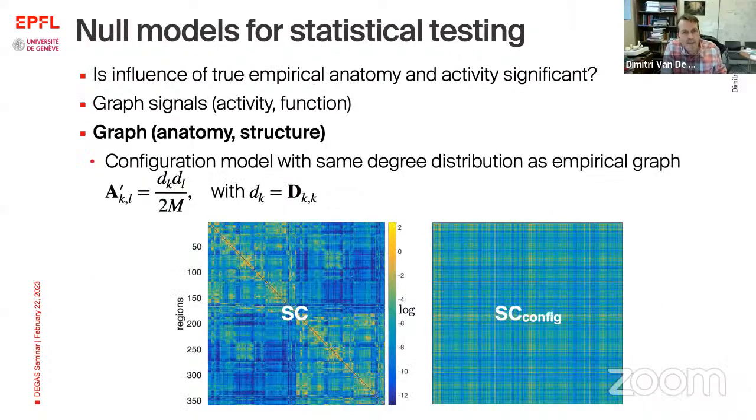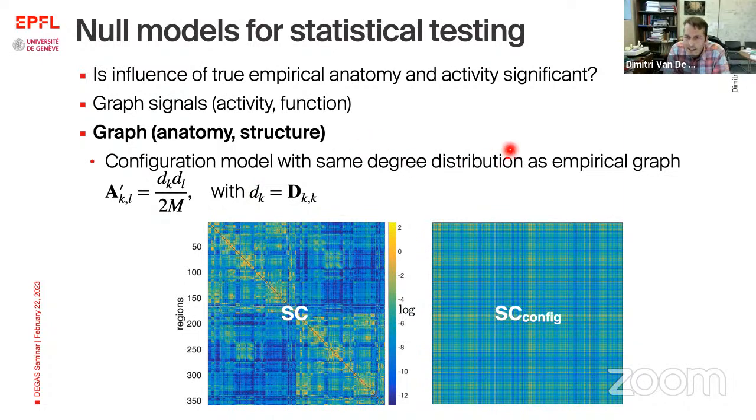There is something more we like to assess, which is the influence of the anatomy or the structure, if you want. And for that, we need to knock out the effect of the structural connectome. So what we're going to propose there is the so-called configuration model, which is built out of the empirical structural connectome.